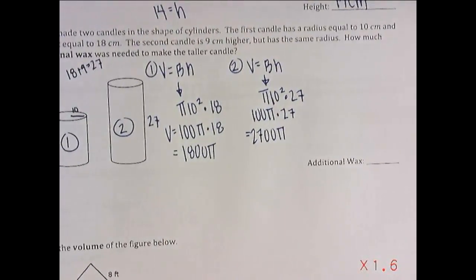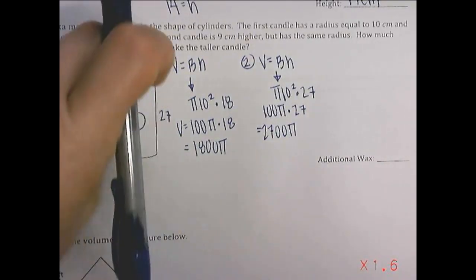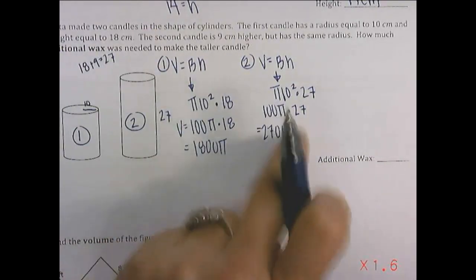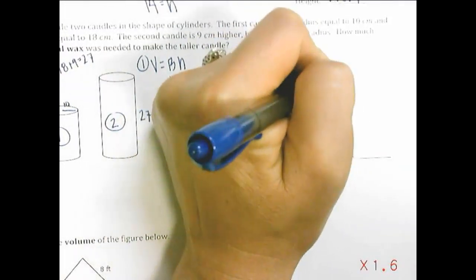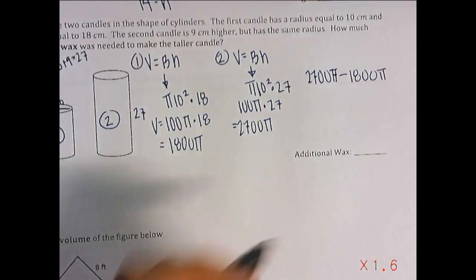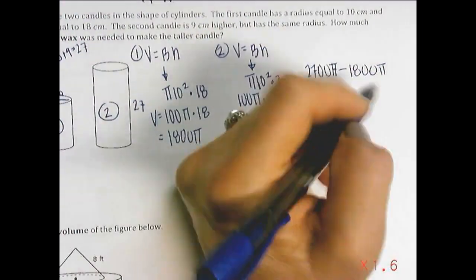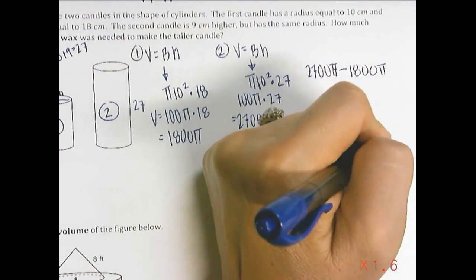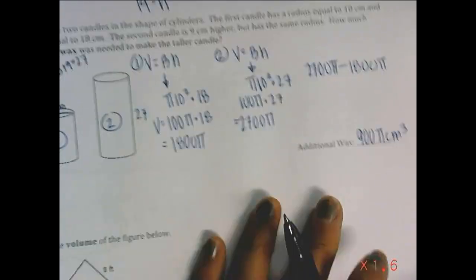And now I'm going to subtract these two because I need to figure out the difference. I'm going to take the volume of one, 2,700 pi, minus the volume of the second one, 1,800 pi. And I will end up with the additional wax that I'm going to need, and that's 900 pi centimeters cubed.